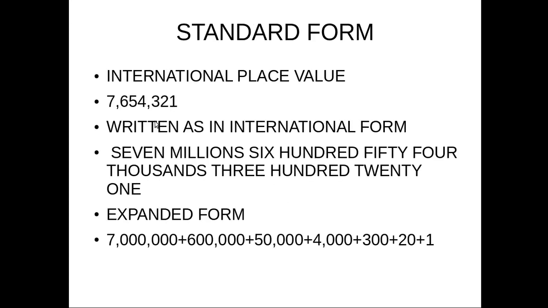And see it is in international form, written as standard form. See international place value, 7,654,321, and in expanded form it is written as 7 million plus 600,000 plus 50,000 plus 4,000 plus 300 plus 20 plus 1.